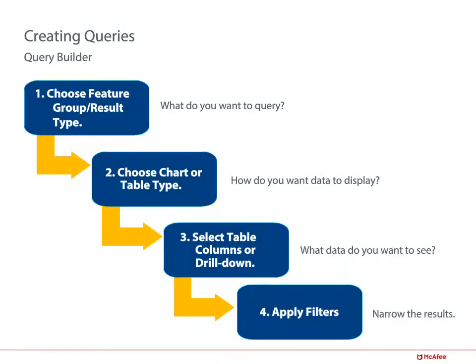If you want to create a query from scratch, we have a tool called the Query Builder. In the Query Builder, you have 4 major steps. Step 1 is where you actually select the feature group and the result type. This is, what do I want to query? Do I want to query events, client events, you name it.